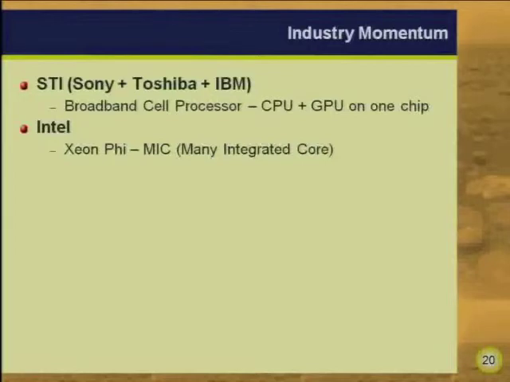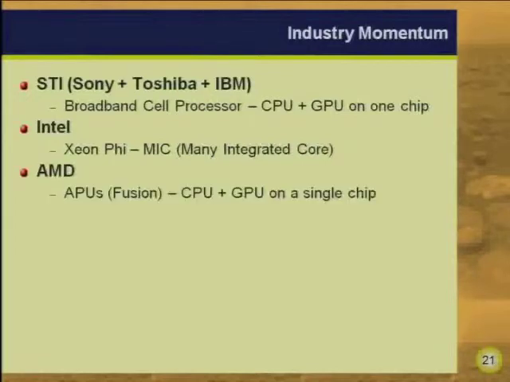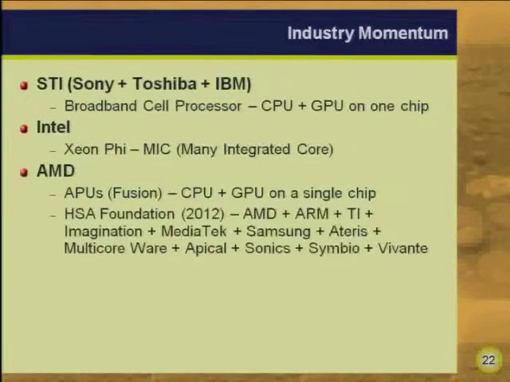AMD, Intel's competitor, what are they doing? They're creating what are called accelerated processing units, which are, again, the CPU and the GPU on the same die, okay? They're doing that. That's called fusion technology. Again, they had to change that. They had to change that because of a trademark dispute name.